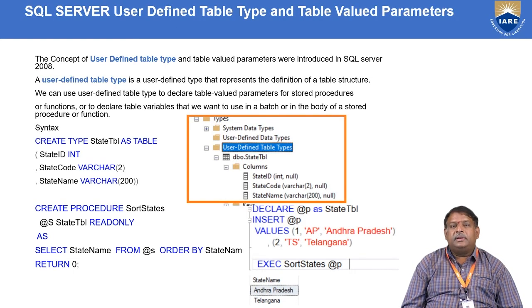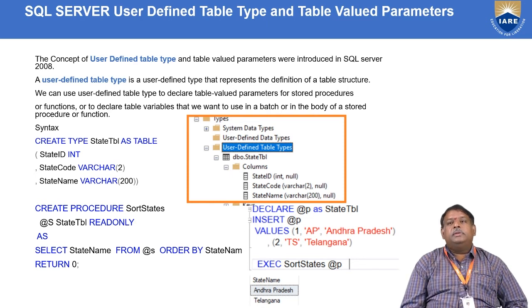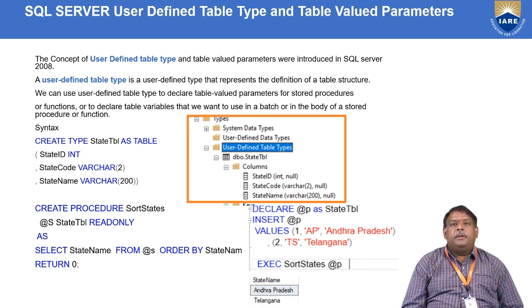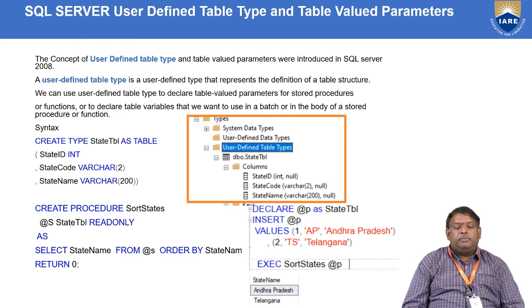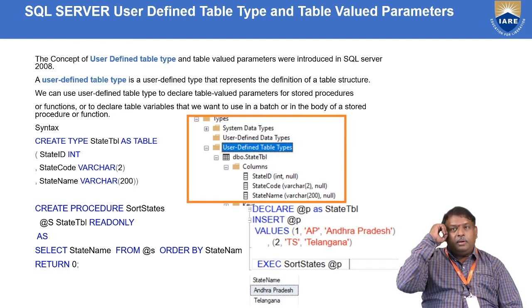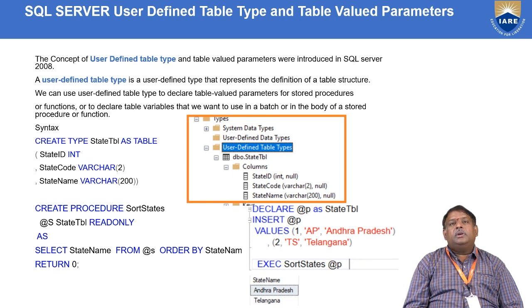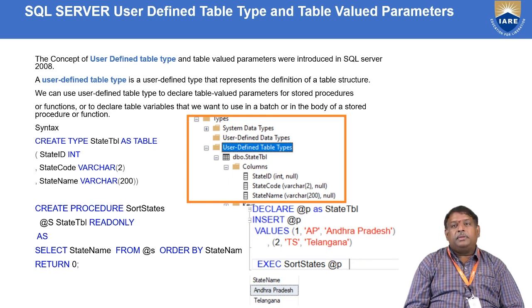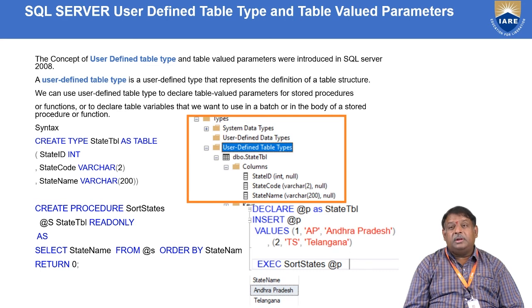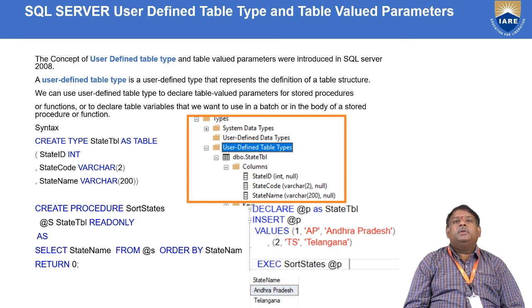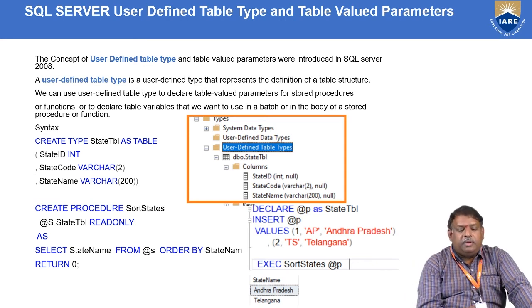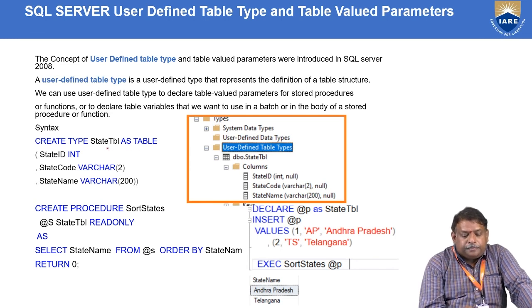Now we'll see one last thing, the table type. This one last topic is the user-defined table type. The concept of a user-defined table type in SQL Server: a user-defined table type is a user-defined type that represents the definition of a table structure. You can use the user-defined table type to declare table-valued parameters for stored procedures or functions. First we are creating a table type: CREATE TYPE state table AS TABLE, having 3 columns.